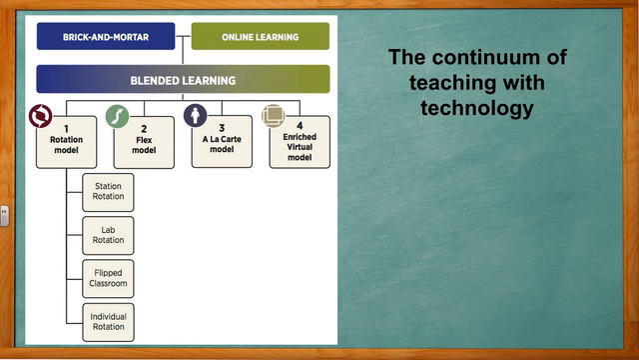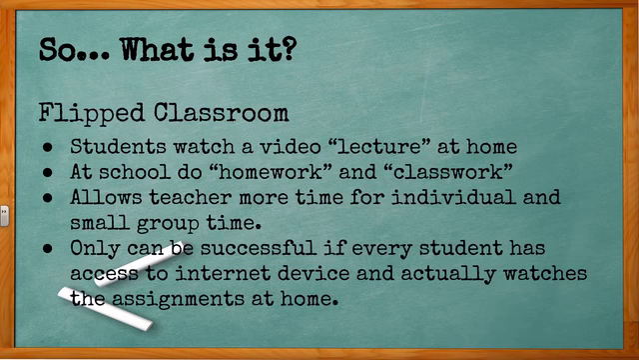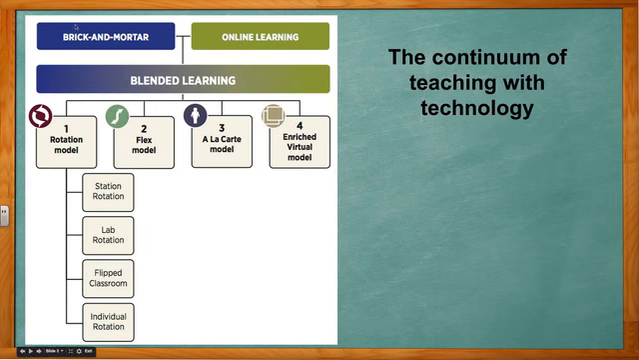This is a common visual on some of the sites that explains blended learning. So we start first with our brick and mortar school. That's what we are. Then there's the online learning. And when you combine school with online learning, that's where we get our blended learning. And within it, there are 4 different models: the rotation, the flex, the a la carte, and the enriched virtual model. I'll tell you about each.